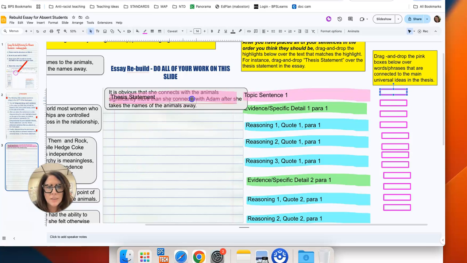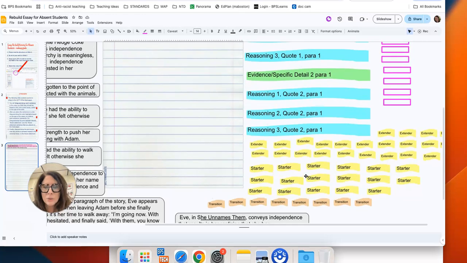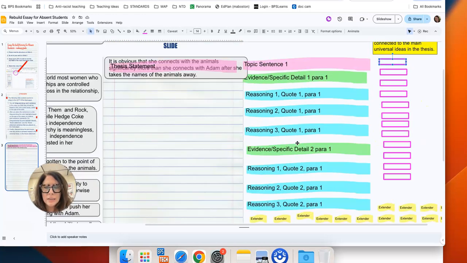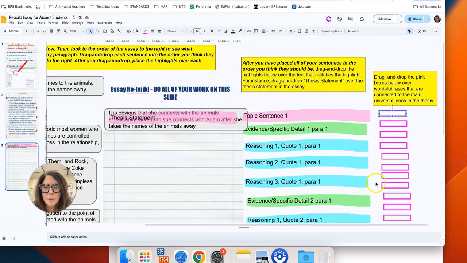So let's say I think it's this word, connect. I'm just going to drag it and drop it right there. So the idea is after you've finished everything, you will have your sentence strips in order, these boxes. You're going to have every box highlighted as one of these things, right? All these highlights. And then you're going to drag and drop the pink boxes over the universal ideas as you see them throughout these sentence strips.